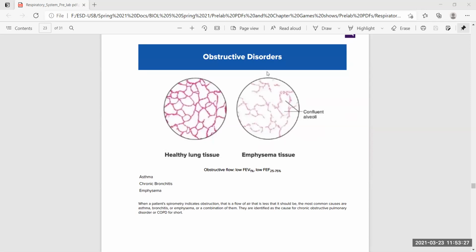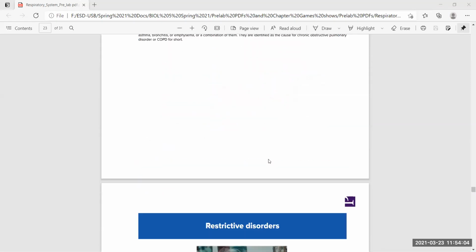This is obstructive disorders like emphysema. So this is healthy lung tissue. You have simple squamous epithelium here in the alveoli, and you see damaged alveoli, and several alveoli are communicating with each other. That is called confluent alveoli. This is due to chronic bronchitis, asthma, and emphysema. Obstructive flow, low FEV1, low FEV 25 to 75%. So all the forced expiratory volume is reduced.